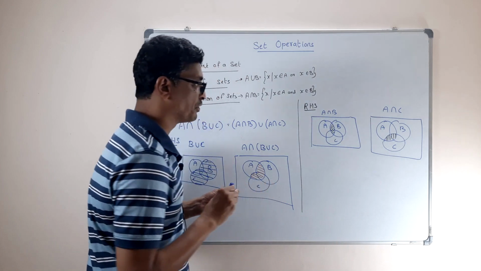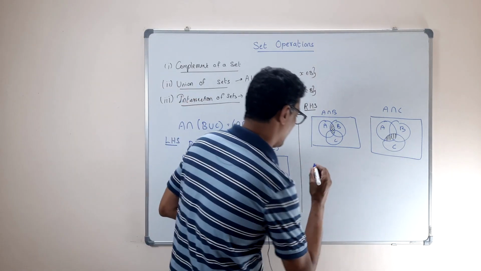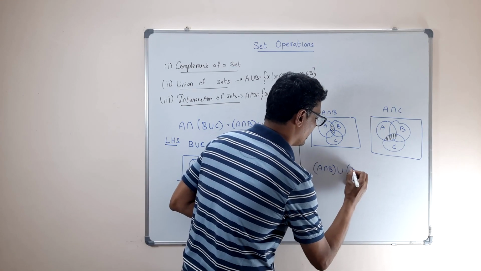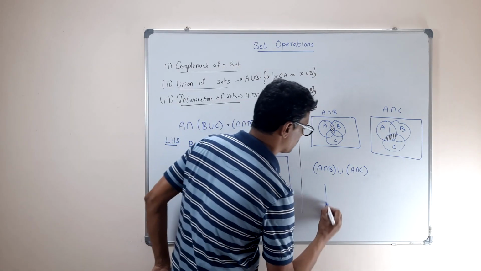Now union is very straightforward. Correct? Union will be both. Okay, so A intersection B union A intersection C. That's what you have to prove. Correct? So what will this be?